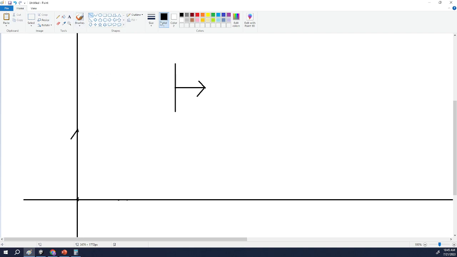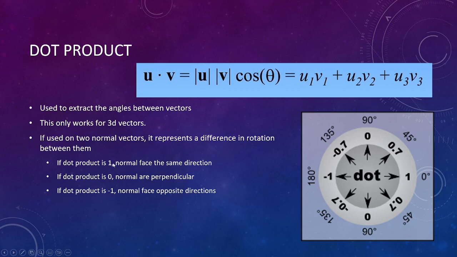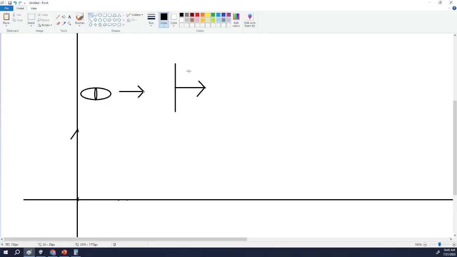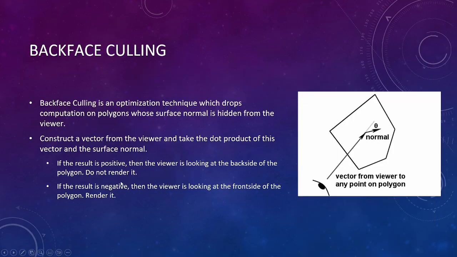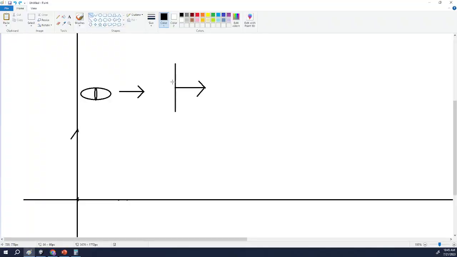and we have a person here, or us. And we are looking here. This dot product, since they are facing the same direction, is 1. Or a bit less, but it is positive. Meaning, we are looking roughly the same direction. It will not render it, because we are essentially looking at the back of this plane, which is nothing. So we won't render it.